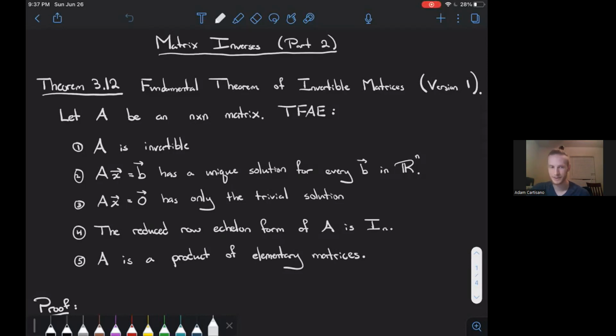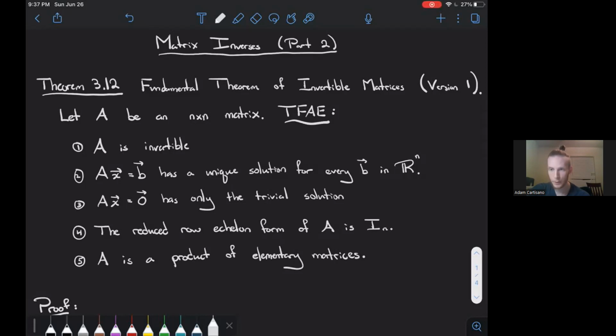Notice it's a long list of 5 things. Let's talk about them. So the fundamental theorem of invertible matrices says, suppose A is an n by n matrix. Then we write TFAE. That is shorthand for the following are equivalent. What that means is if you know one of them is true, you know all of them are true. And if you know one of them is false, then you know all of them are false. So this is a brief characterization of what an invertible matrix is.